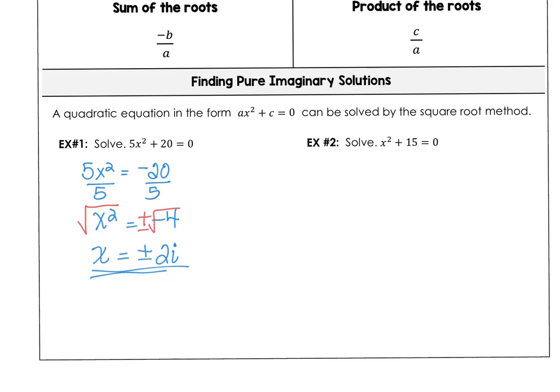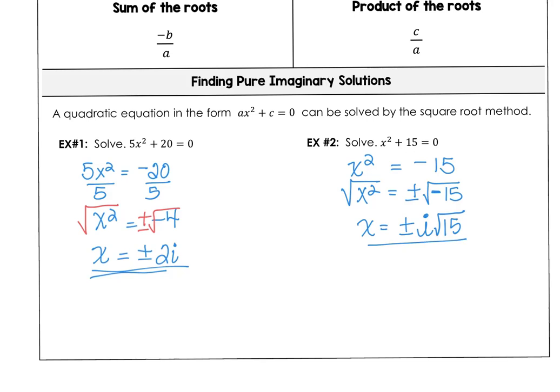In example 2, the same thing holds true. It's just another example that you can do by yourself, or we can do together. x squared is negative 15. When we take the positive and negative square root of x squared and of negative 15, the only thing that can be simplified is bringing out the square root of negative 1. By definition, that's i, and again, we have a pure imaginary solution.